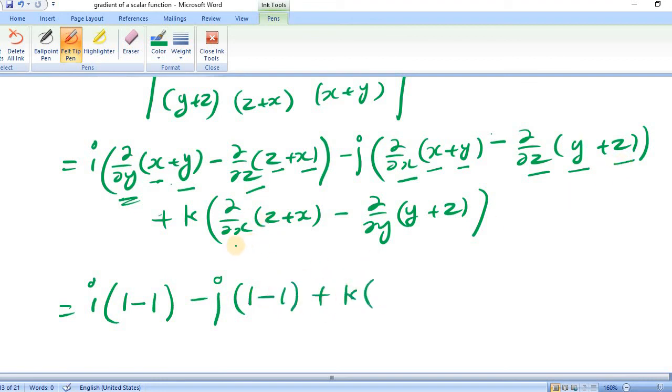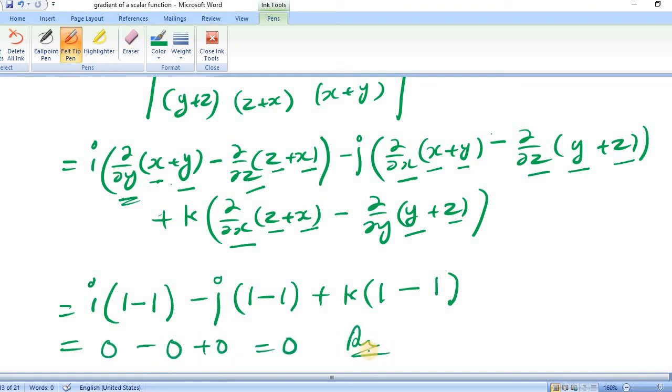Plus k. Del upon del x operated on z will give you a 0. Del upon del x operated on x will give you a 1. So this is 1. Minus del upon del y operated on y will give you a 1, and del upon del y operated on z will give you a 0. So this is 1 minus 1. And now we can see that this is 0 minus 0 plus 0. So the final answer is 0. So it's 0. The curl of f here is 0.